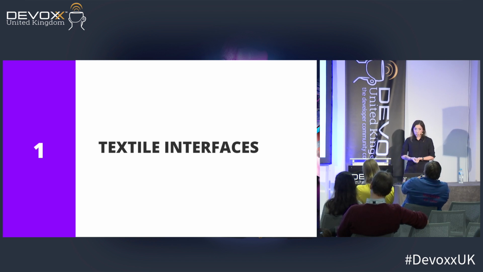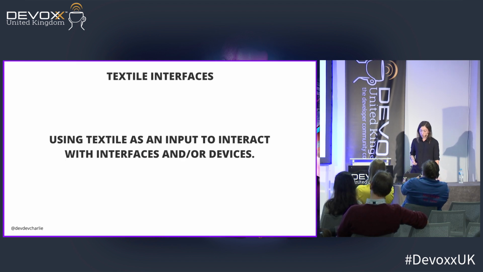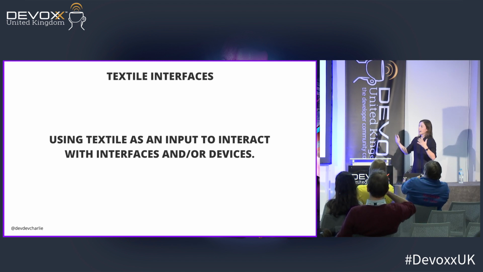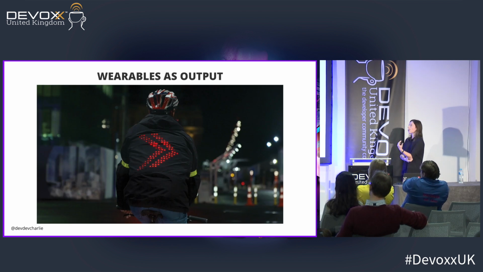If you've never looked into this, maybe that doesn't really make sense, so I'm going to talk about an example. Usually, let's start with the definition first. It's basically using textile, the stuff that you wear, or textile all around us, to interact with interfaces and devices. An example of that is that wearables are usually seen as the output of the interaction.